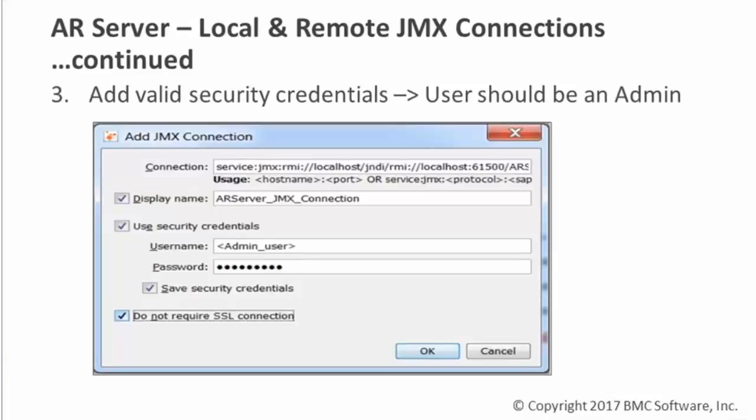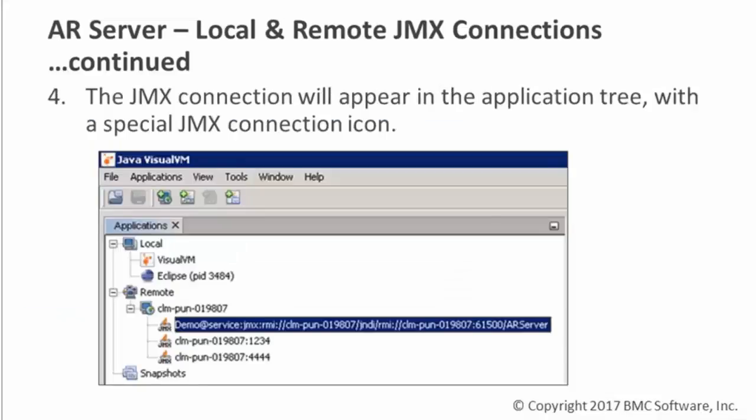So this is the window where we add the connection details. In the connection field, I have put this standard string when we use the default port 61500. And if you are using this default port, then you would need to add valid security credentials. So you need to add a valid username and a valid password. Then check these two options, save security credentials and do not require SSL connection, and say OK. So it will create a connection to the AR server application.